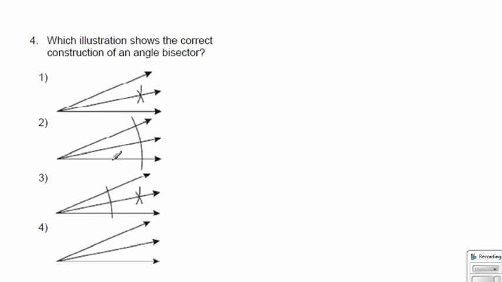Now number 4, as we mentioned earlier, angle bisector. The sketch of an angle bisector has to consist of one arc and then a smaller arc, which will be choice number 3.